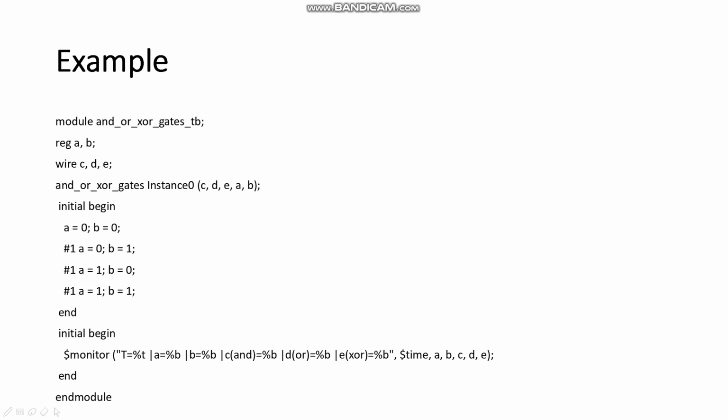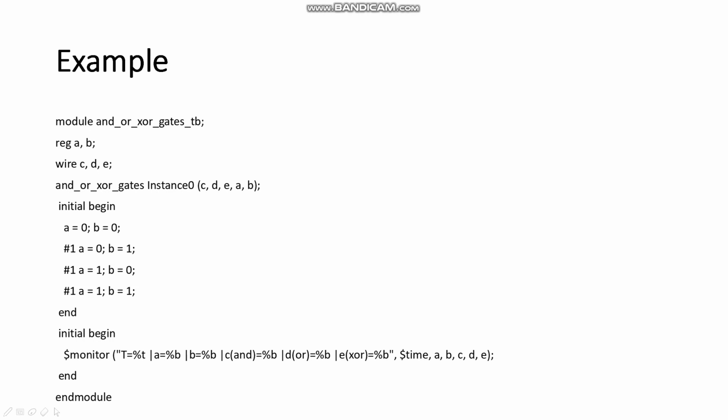Now I am starting with initial begin, because I have multiple statements to execute sequentially, that's why I am using initial begin here. A is equal to 0 I am assigning, and B is equal to 0 I am assigning. Then after one unit of time, I am taking the inputs A equal to 0 and B equal to 1, like this. After that I am ending this initial begin.